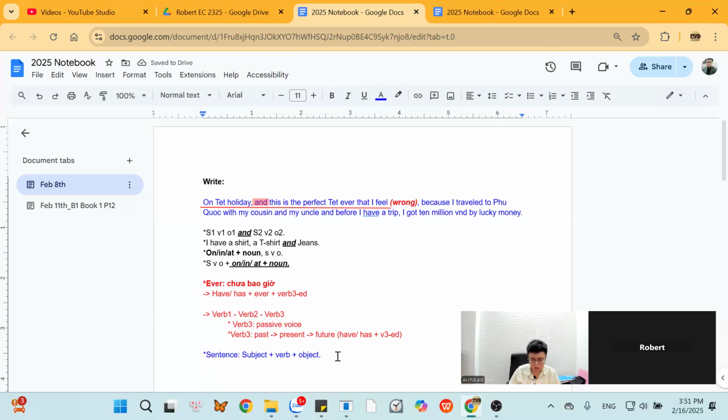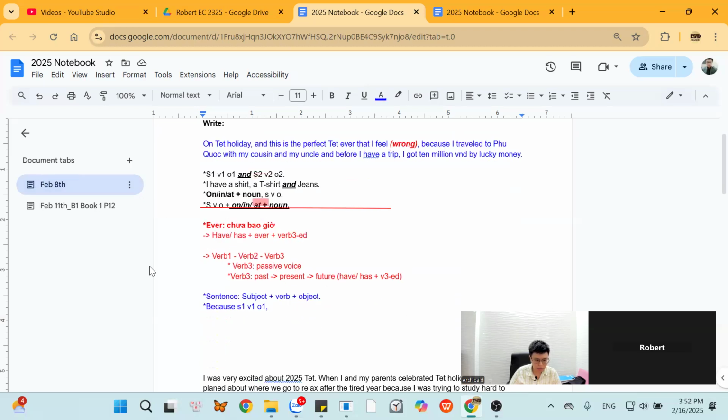And if you want to use because, please remember, because, the first sentence, and then a comma. What is comma in English, Robert? Comma, an English punctuation. Do you remember the Vietnamese meaning of comma?